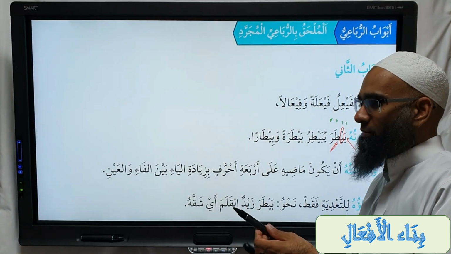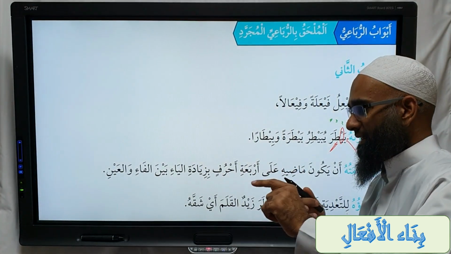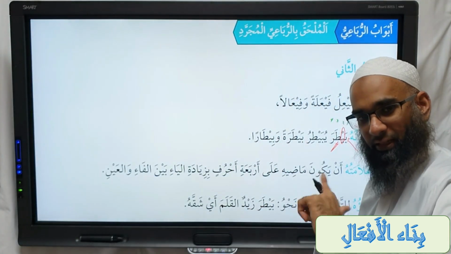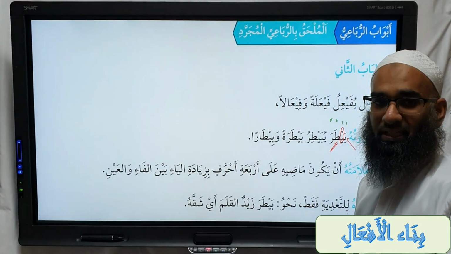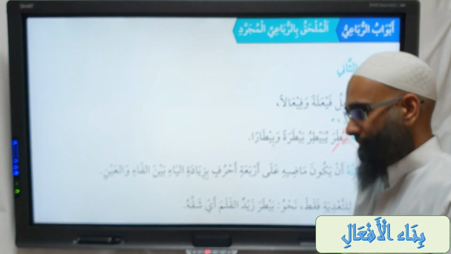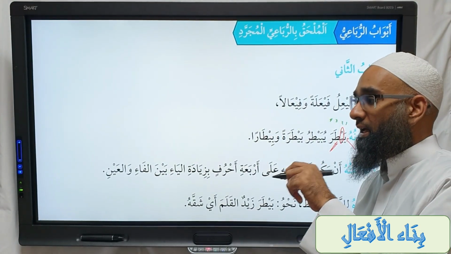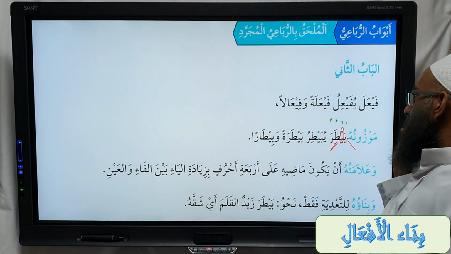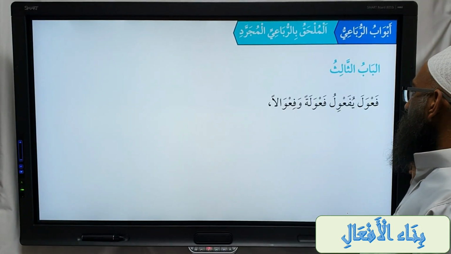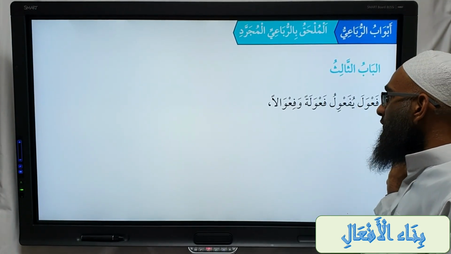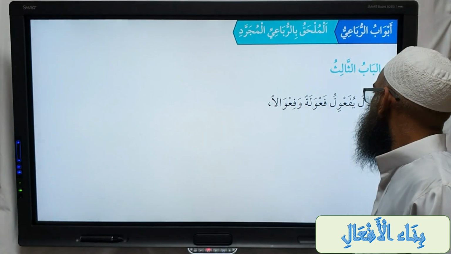So you got a pen. In those times, what kind of pen did you have? You had those wooden pens. So you cut the pen and you sharpen it. So baytara Zayd al-qalam, meaning he split it. Zayd cut the pen and sharpened it. Okay, so baytara. So fawalah and fayalah. Got it? Yeah. Okay. The third bab is fau'ala, yufau'ilu, fau'alatan wa fi'alan.